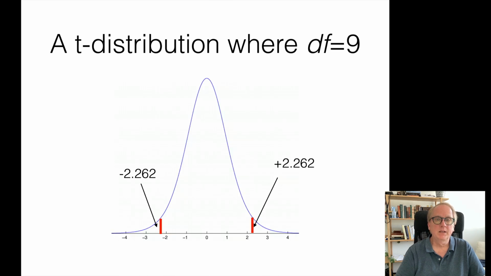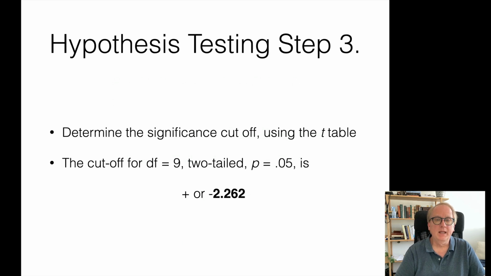The way I have it drawn here, I have my t distribution where the degrees of freedom is equal to 9, and I've marked off the cutoffs at 2.262 and minus 2.262. All right, and I can write that down as well. Instead of just using the picture, I can say the cutoff for degrees of freedom of 9, two-tailed, p is 0.05, is plus or minus 2.262.